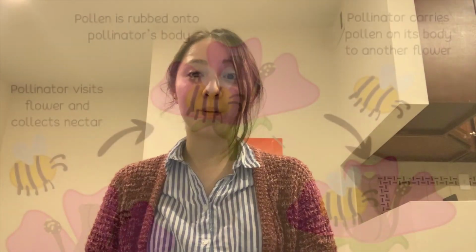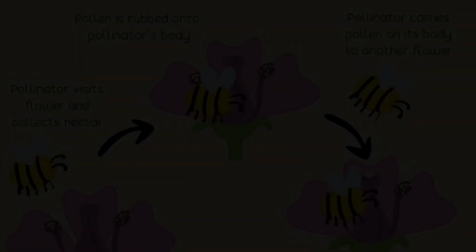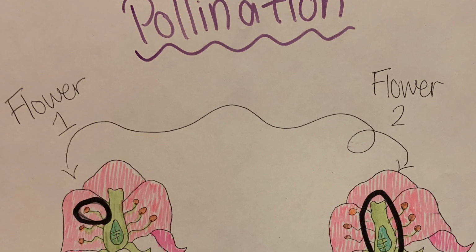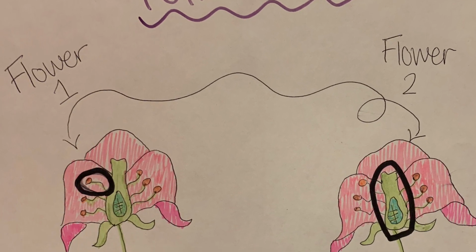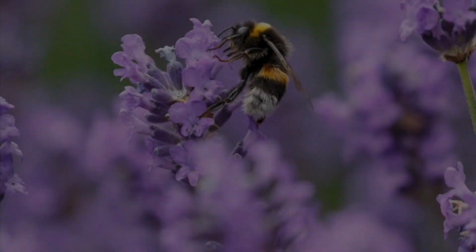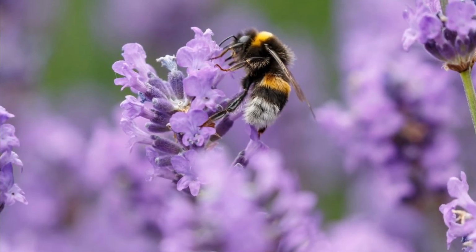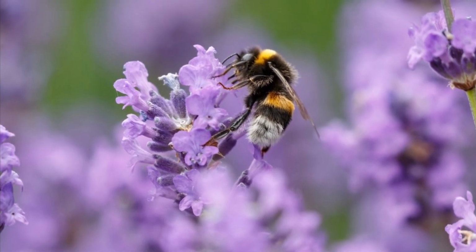Okay, so let's review. First, pollination is the process that allows plants to reproduce. Second, in order for a plant to pollinate, pollen has to be moved from a flower's stamen to another flower's pistil. And third, a pollinator is an animal that moves pollen from one flower to another.